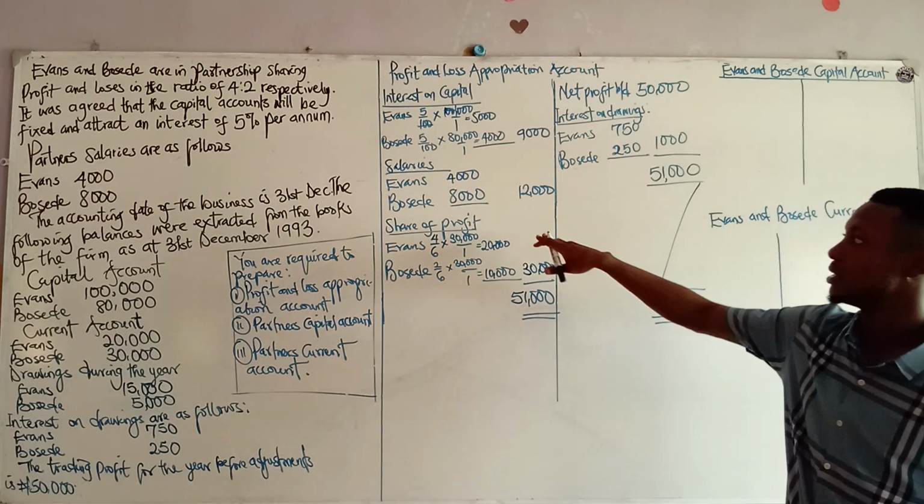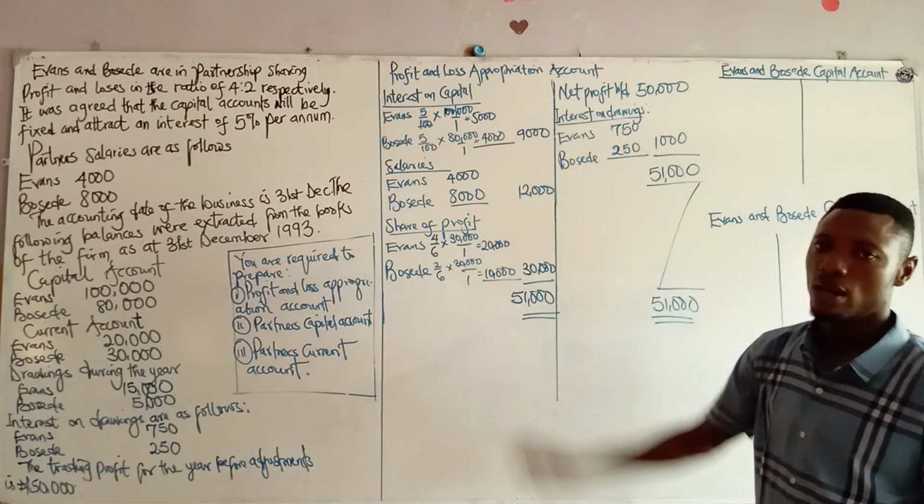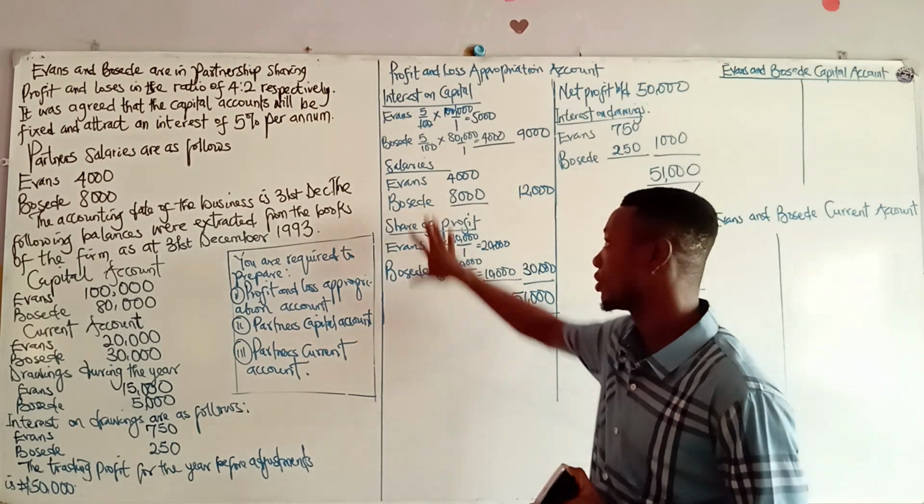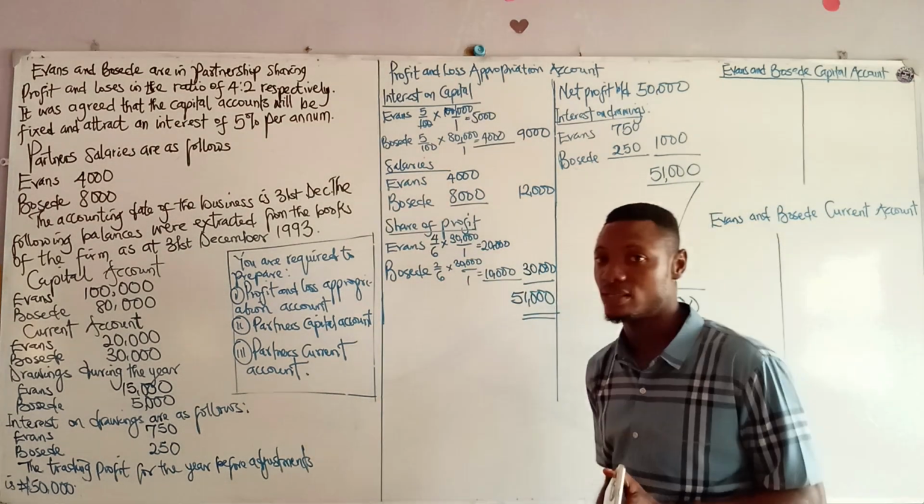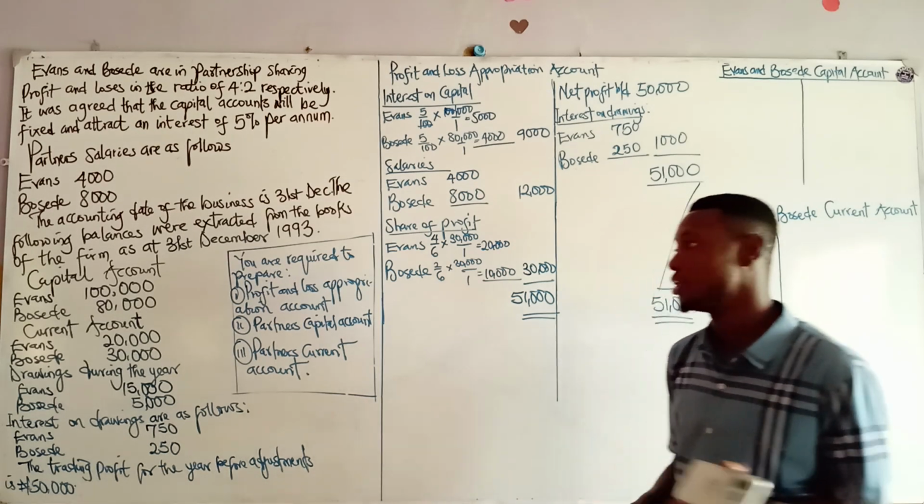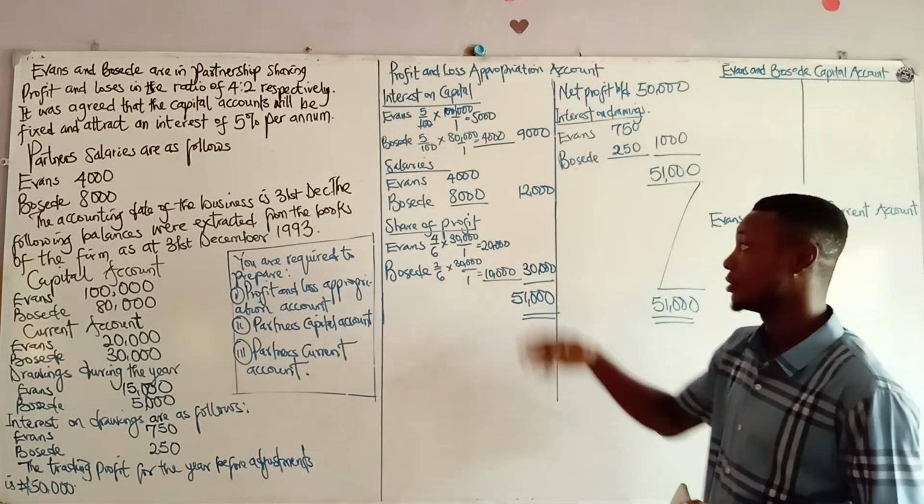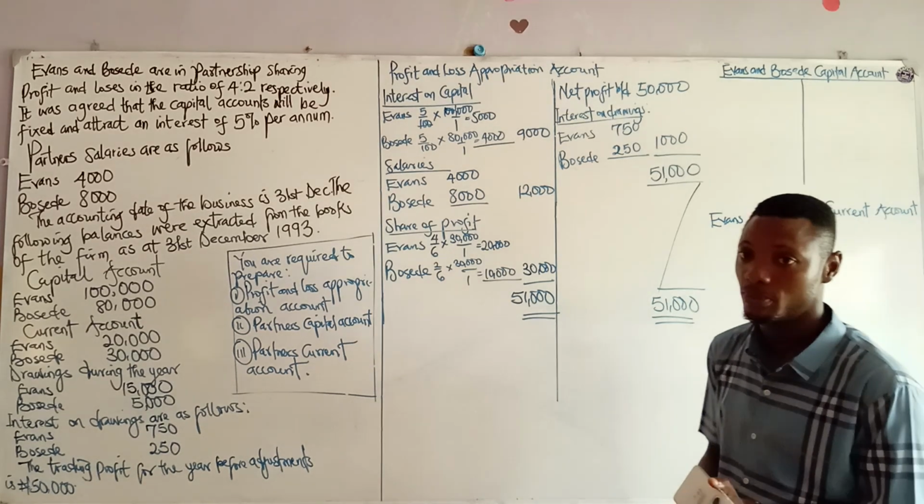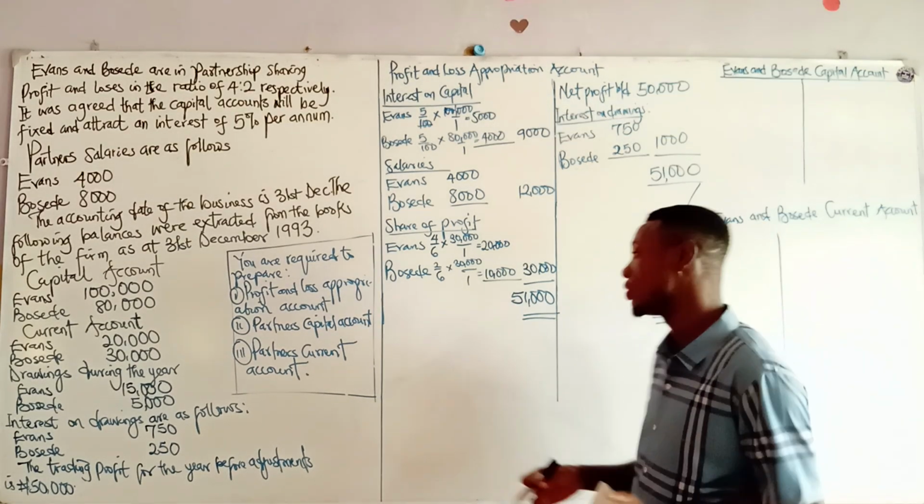Now the only thing missing here is commission. If a discount or percentage was given on commission, we calculate it just the way we did this. But in a situation where commission is not given, we skip that transaction. Sometimes salaries or interest on capitals might not be given. When they are not given, you also skip.